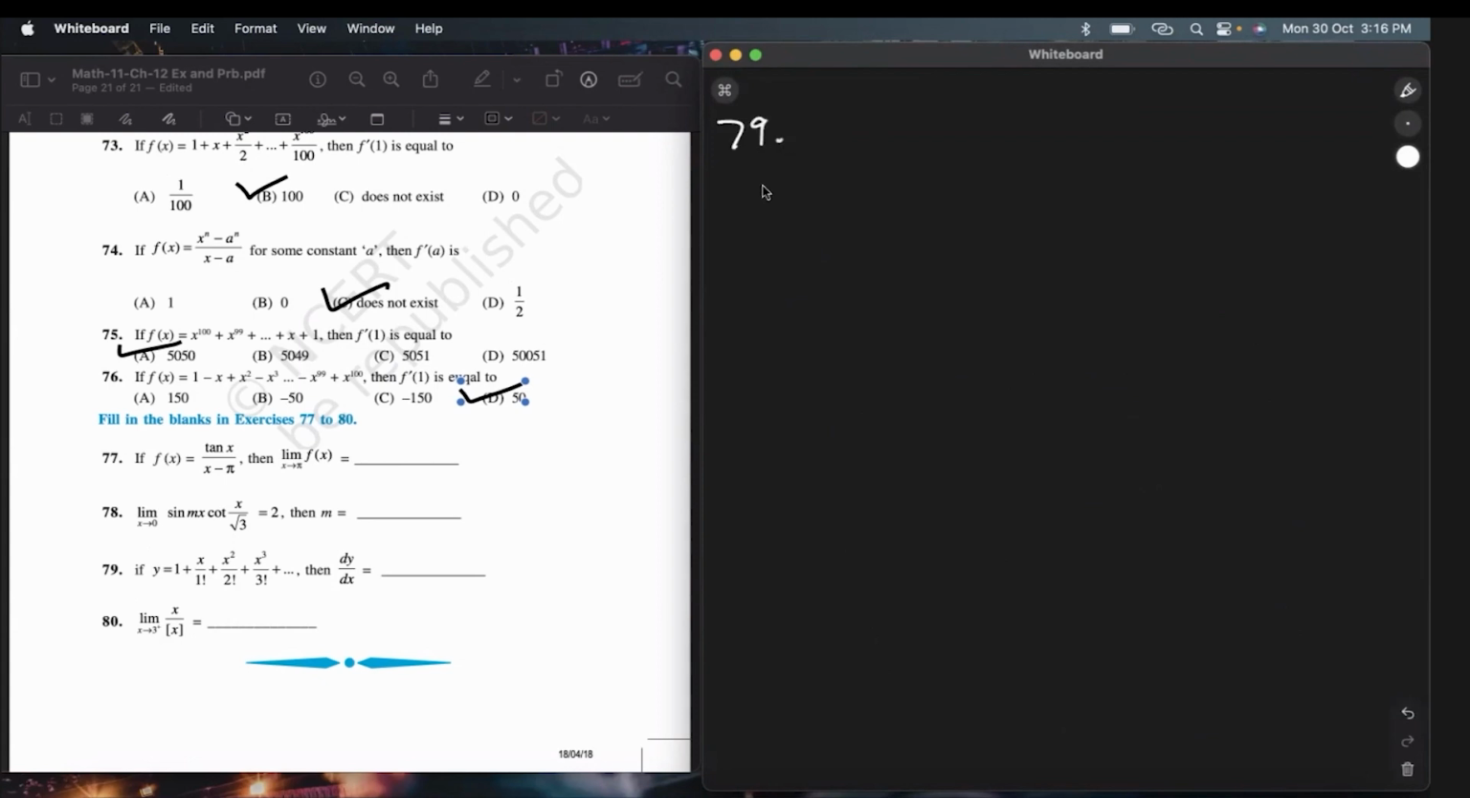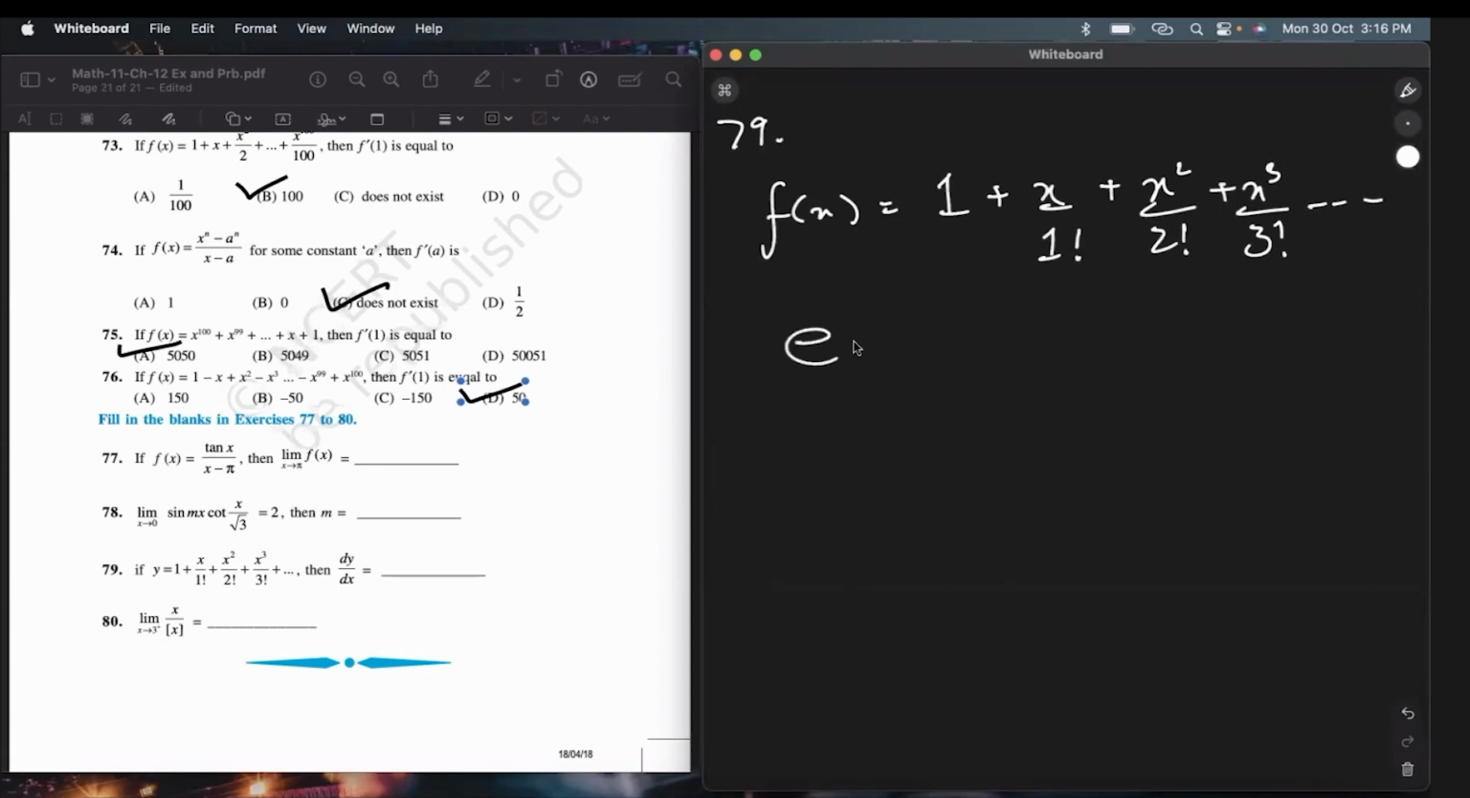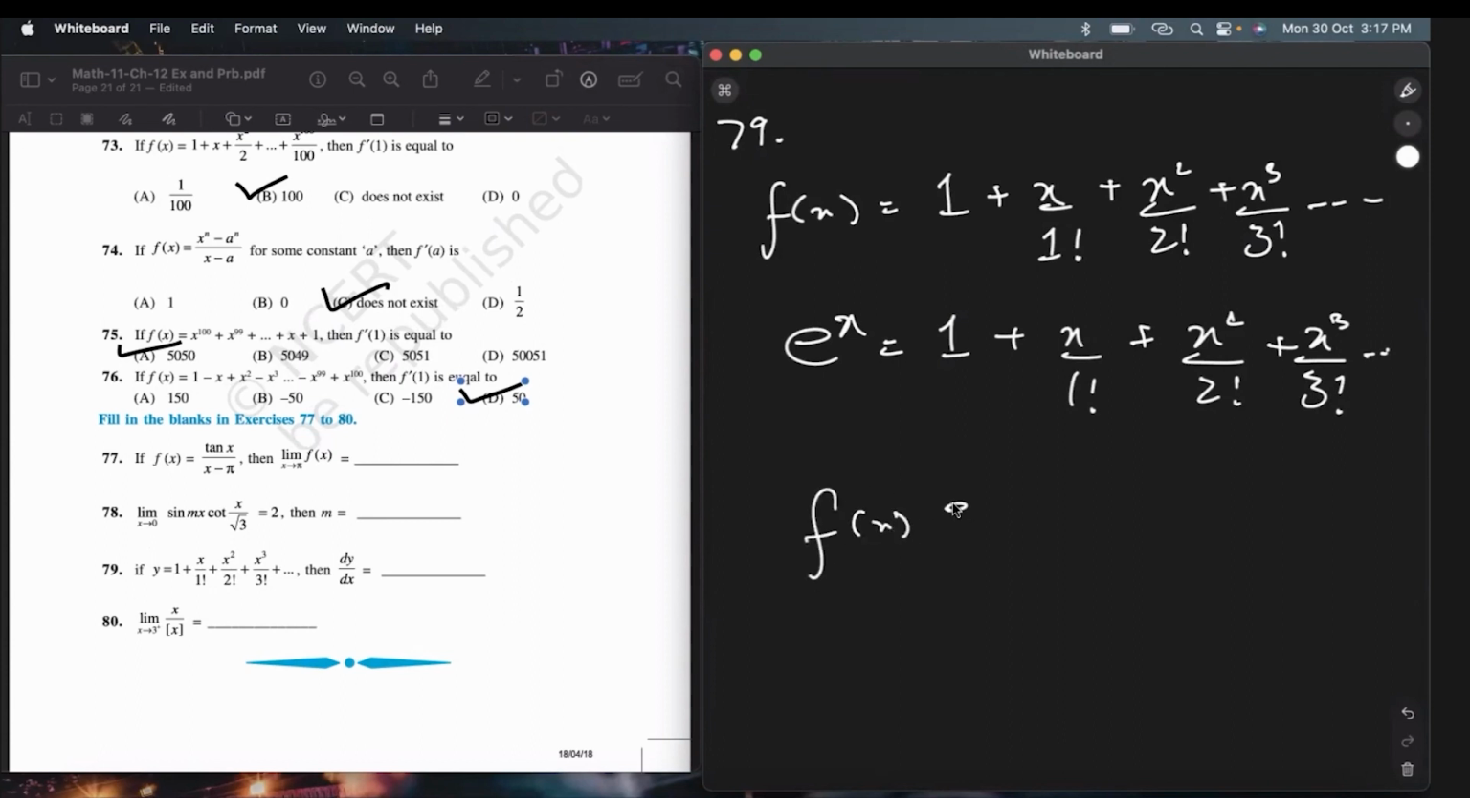Alright. So in question number 79, it has been given to me that f(x) is x plus x square upon 2 factorial plus x cube upon 3 factorial, and it is going on till infinity. Now we have to differentiate this function. I'll just give you the hint for this. You have to remember these formulas as they are very basic. So this is e to the x in expanded form going till infinity, right? So your f(x) is nothing but e to the x.